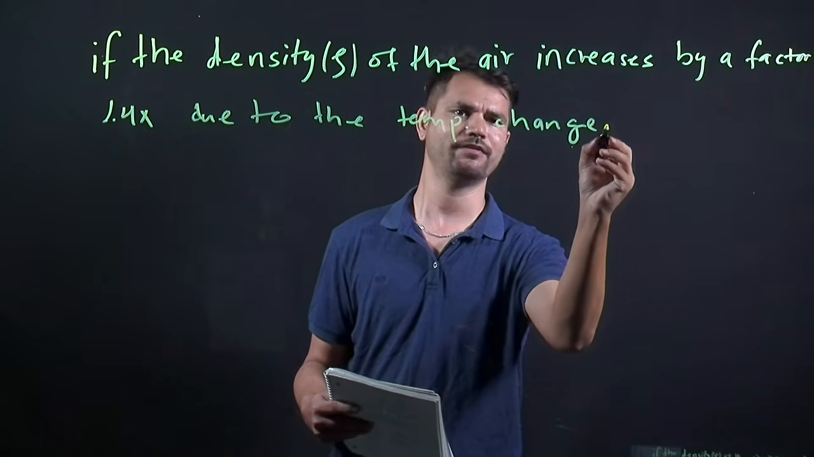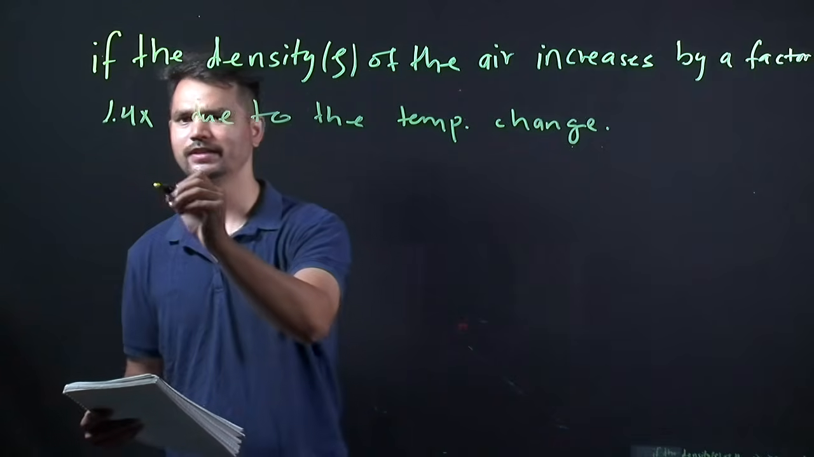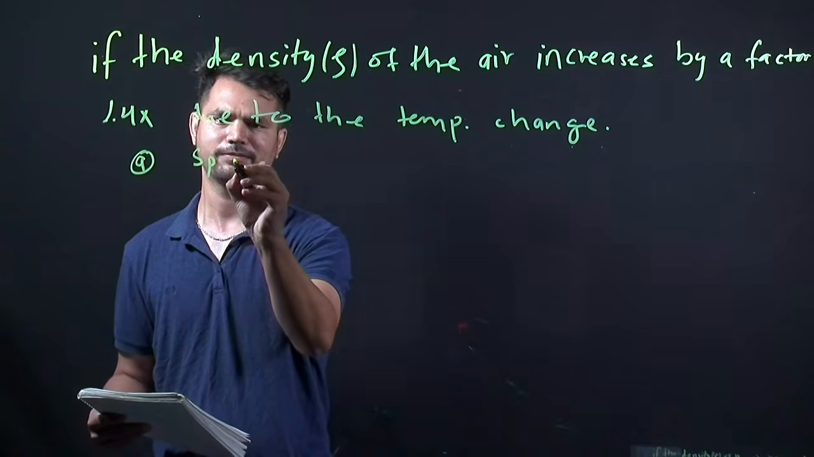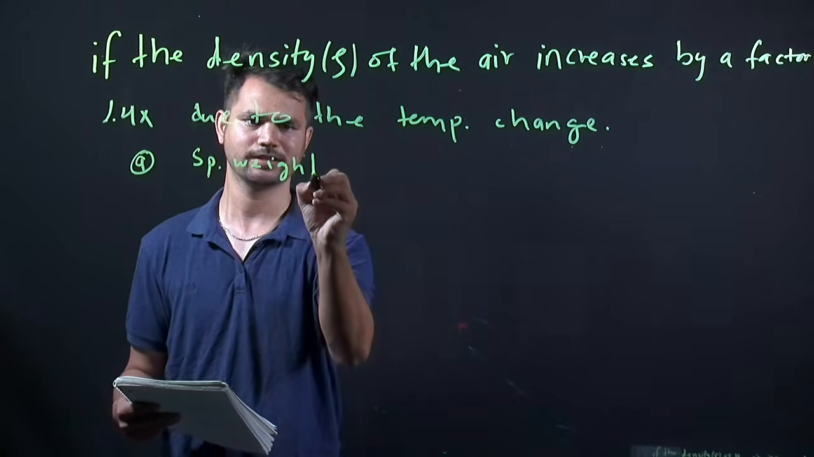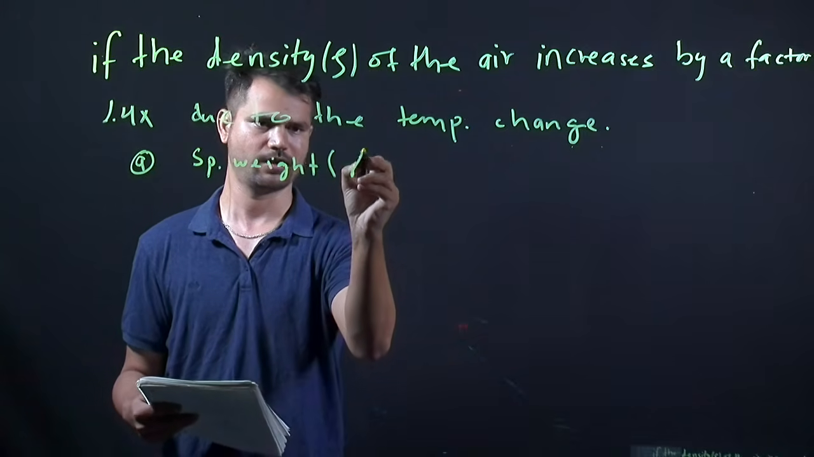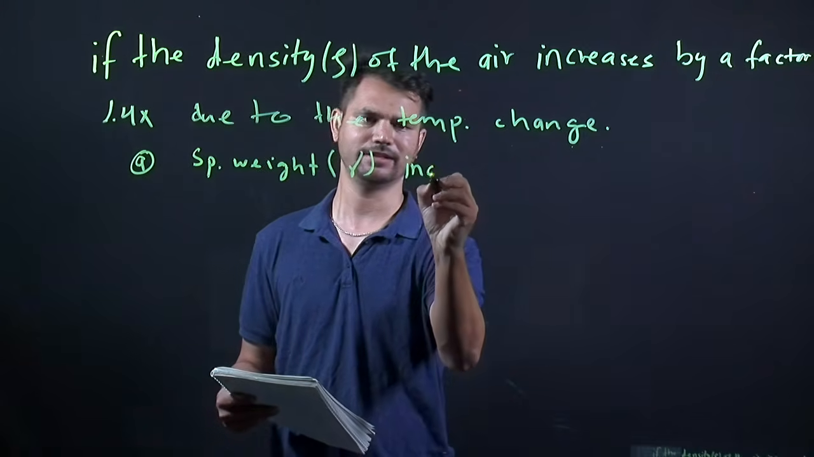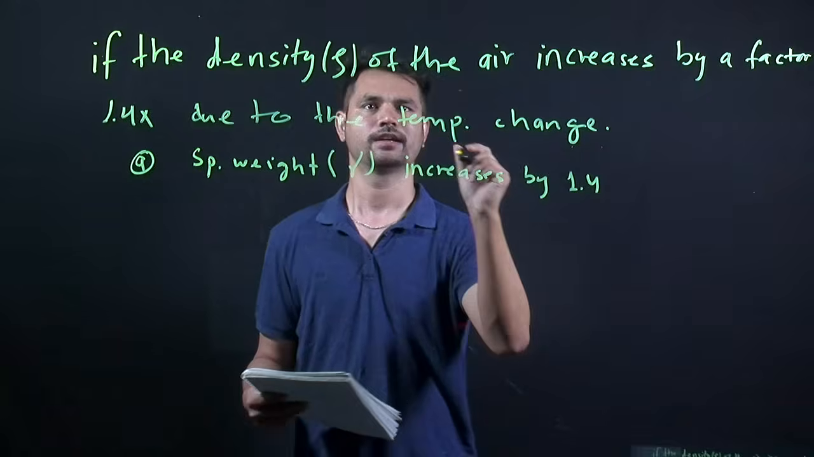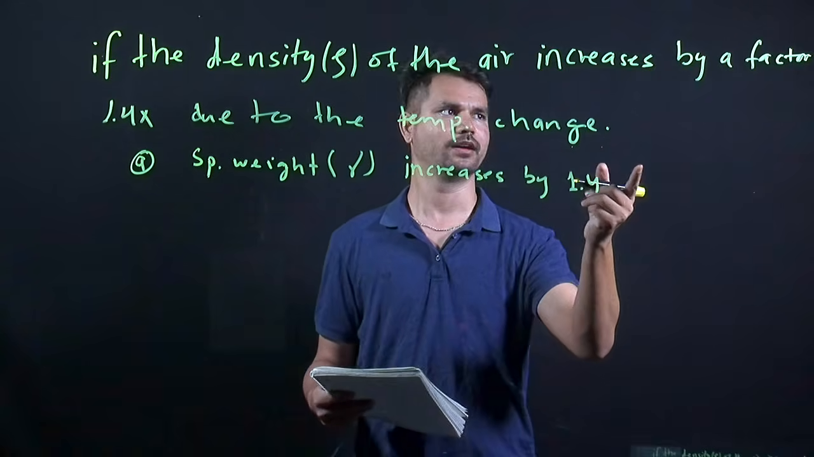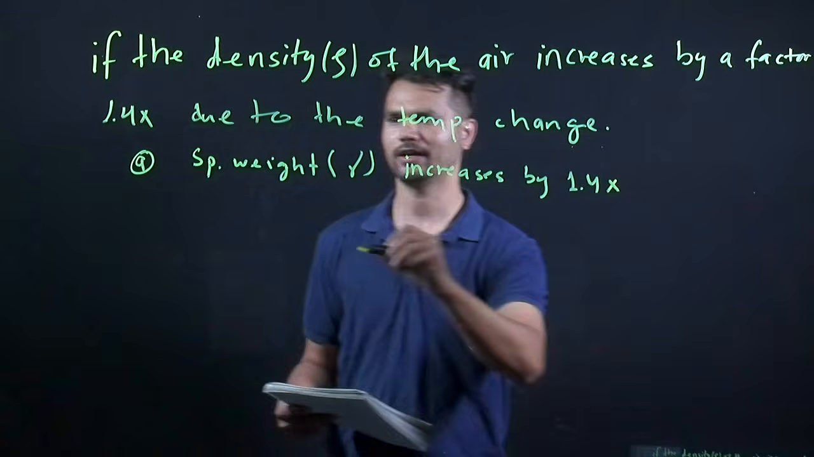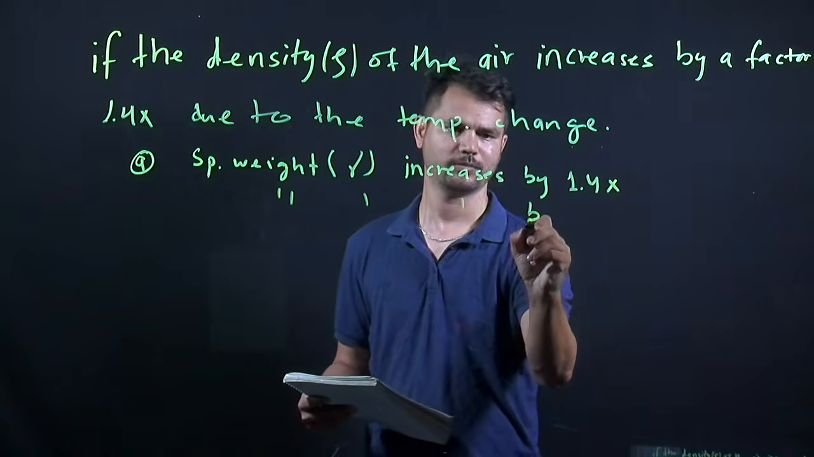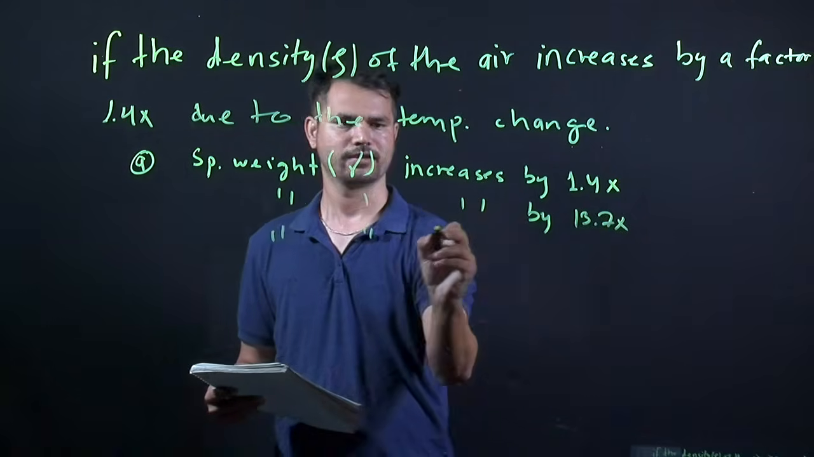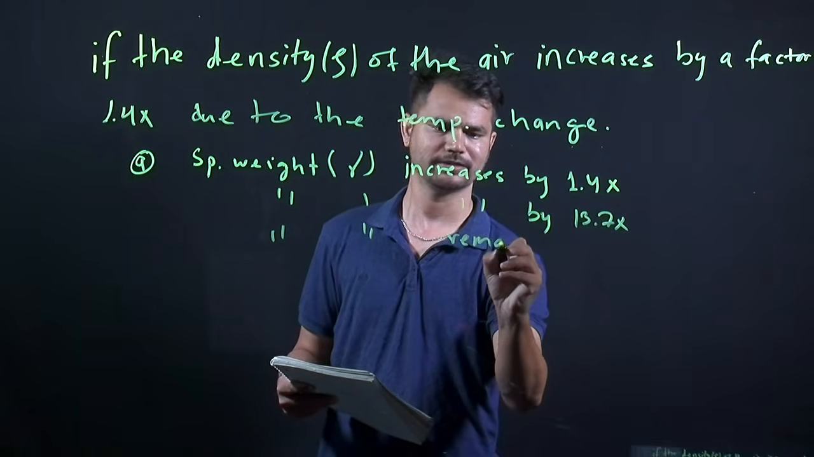So what will happen? The question asks about what will happen to specific gravity, specific weight, whether it increases by the same 1.4 times as the density, or increases by 13.7x, or remains the same.